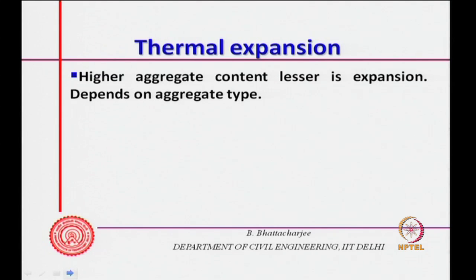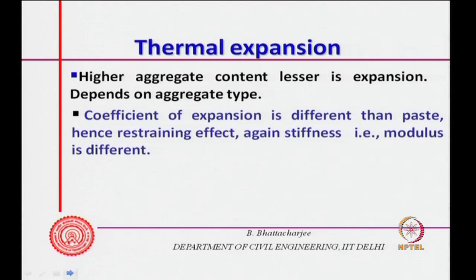Aggregate does not expand much, right. It will of course depend upon aggregate type, and cement paste can expand. Aggregate expansion coefficient is different than that of the paste, and it has a kind of restraining effect. So, stiffness or modulus of elasticity are different. Therefore, one issue is the coefficient of thermal expansion, the other is the modulus of elasticity.